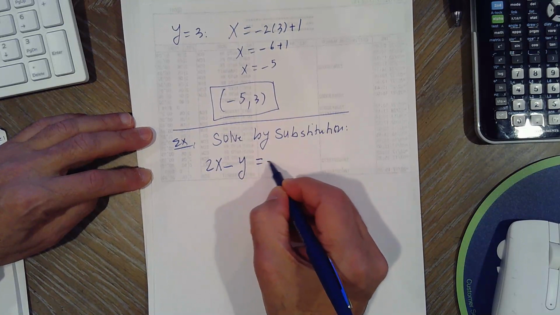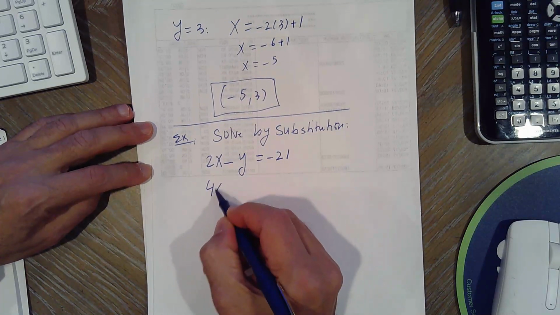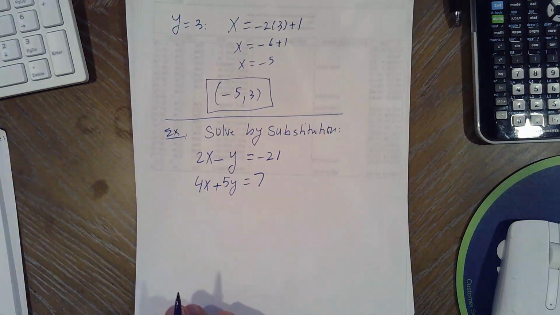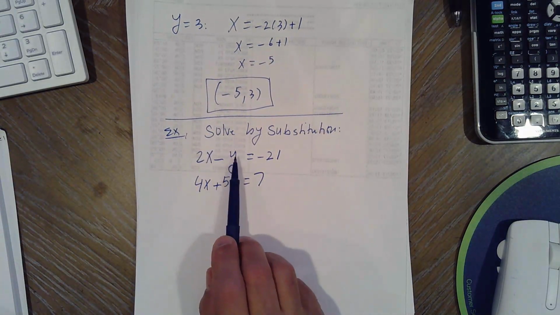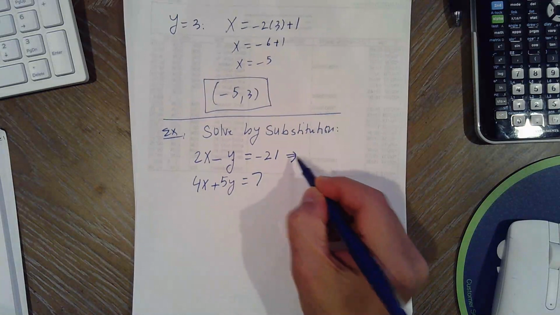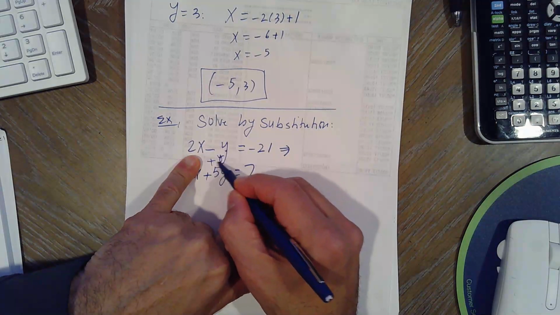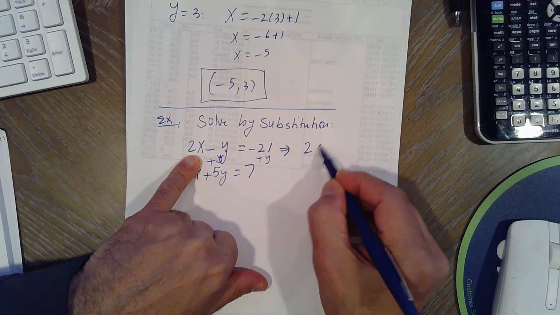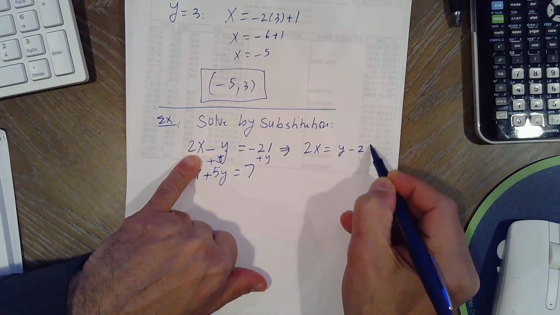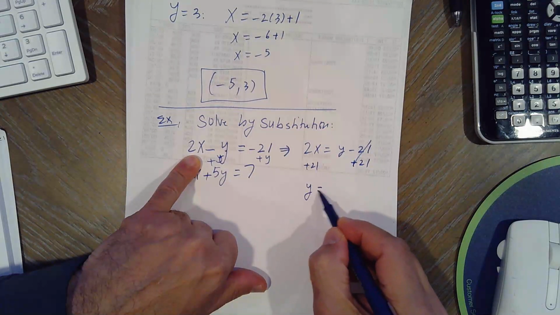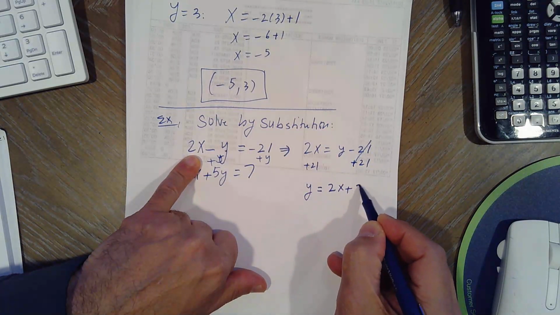2x minus y is negative 21. 4x plus 5y equals 7. So the easiest variable to isolate is the y in that equation. So we're going to add the y to move it over. So we get 2x equals y minus 21. Add 21. Y equals 2x plus 21.